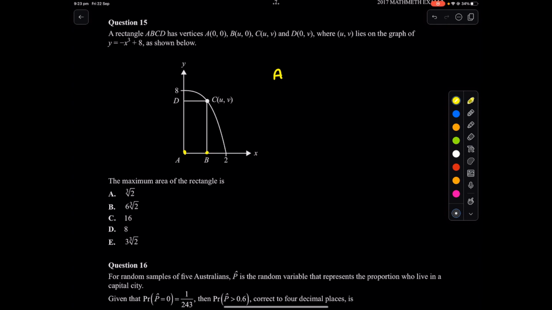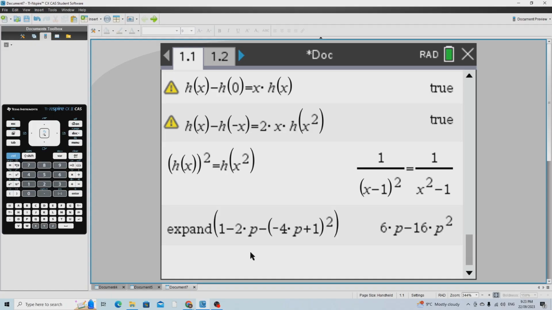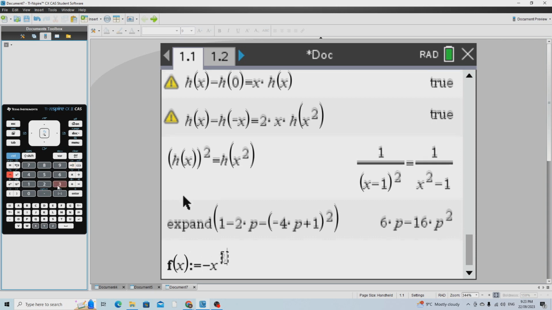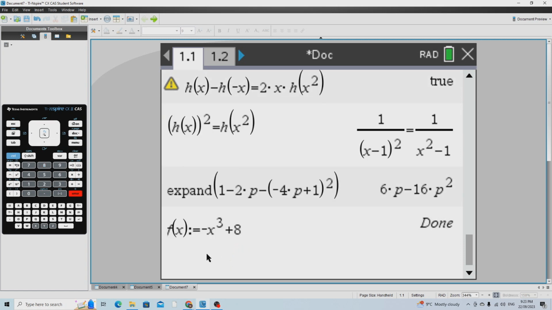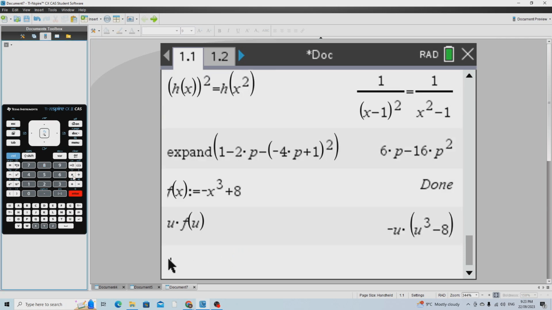So area, in terms of U, is what? Well, this length over here is U, so we can say U times this height, V, but it's pretty much f of U, and f is this function over here. So I'm going to go on my calculator and define f of x as the new function: negative x to the power of 3 plus 8. What I want is U times f of U, which is the area, and we want to find the maximum area.